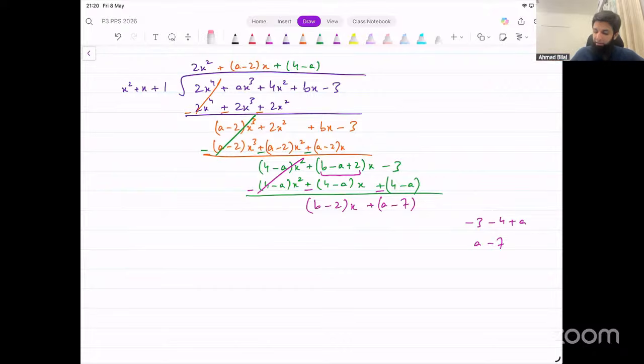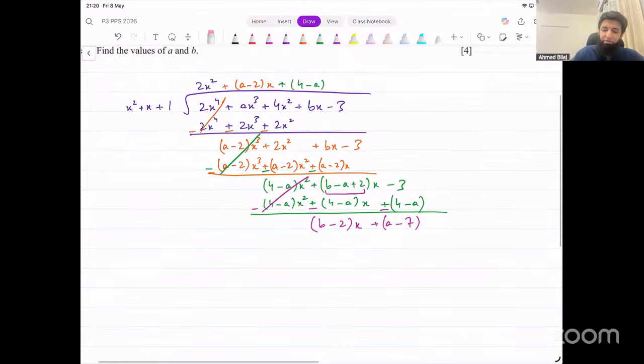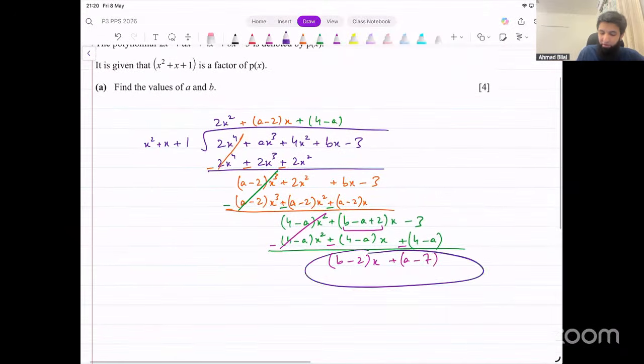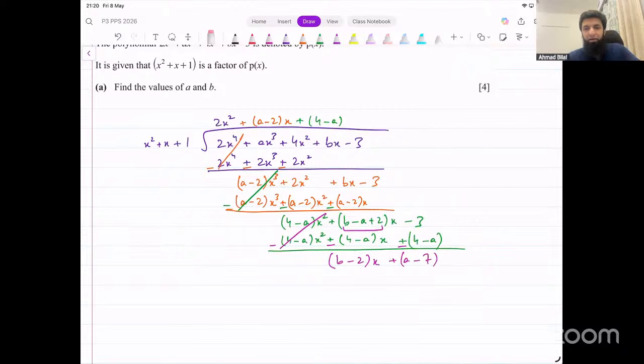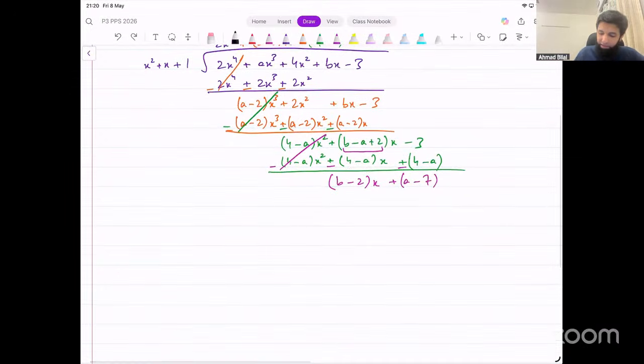Now, they said it's a factor. If it's a factor, then that means the remainder must be equal to 0. This is the remainder, right? We cannot continue with the division anymore. The remainder must be 0 no matter what the value for x is. What that means is the coefficient of x must be 0. So 0 in this case, we would say is 0x plus 0. The x term must be 0 and the constant must be 0.